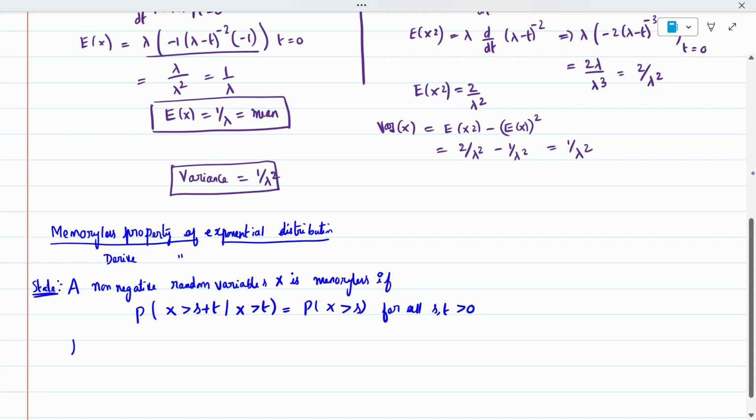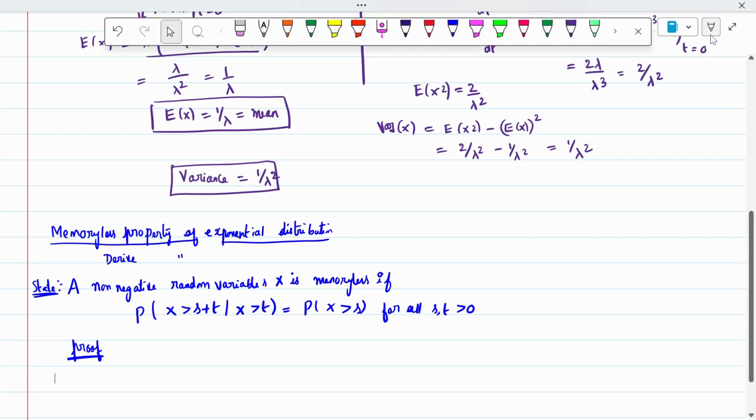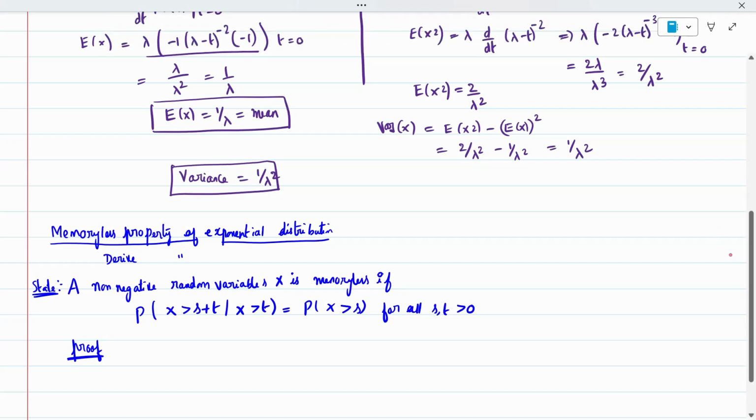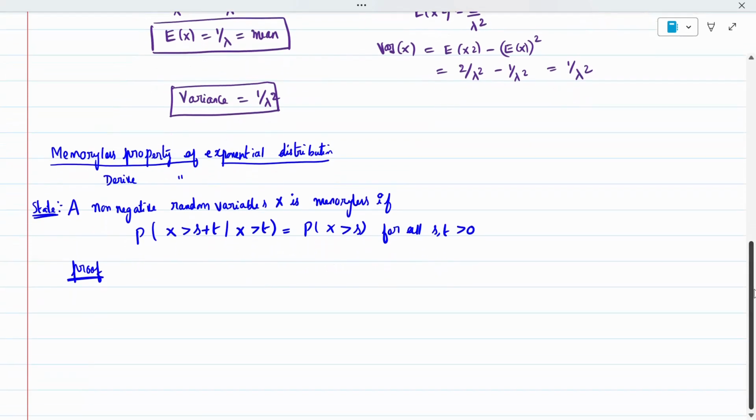So proof. It's an easy proof. Only that statement we have to remember like a formula. If you remember it, the proofs will be easy. How it is easy: first step you have to write f of x. F of x is nothing but the exponential distribution formula. F of x equals lambda e to the power minus lambda x, where x greater than or equal to 0.